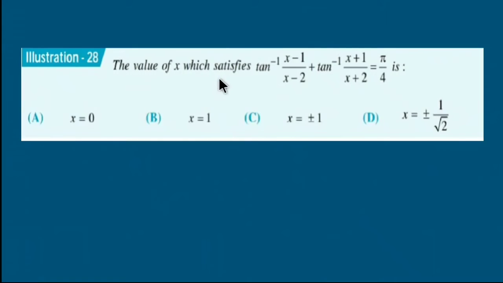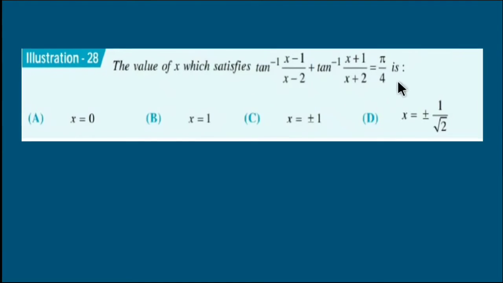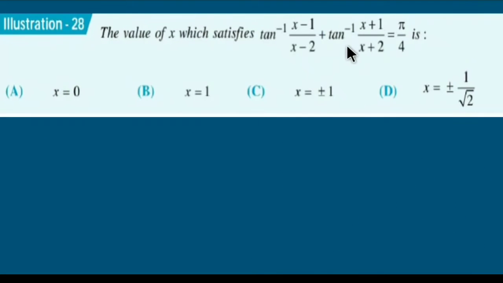Find the value of x which satisfies tan inverse (x minus 1) upon (x minus 2) plus tan inverse (x plus 1) upon (x plus 2) is equal to pi by 4. The options are x equal to 0, x equal to 1, x equal to plus minus 1, x equal to plus minus 1 by root 2. I have a solution of this problem.